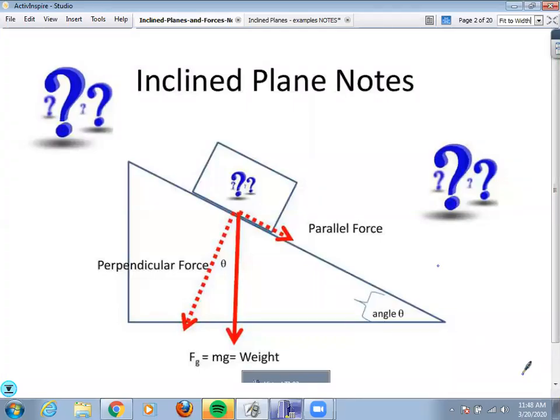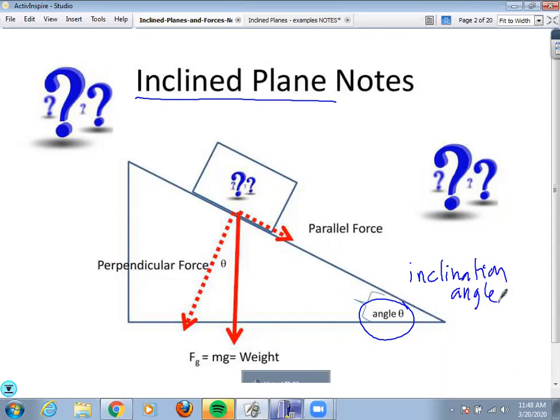All right, so in this lesson today, we're going to be learning about inclined planes. An inclined plane is essentially a specialized surface at some angle of inclination. So this is the inclination angle, or if you are liking geology, it's known as the angle of repose.